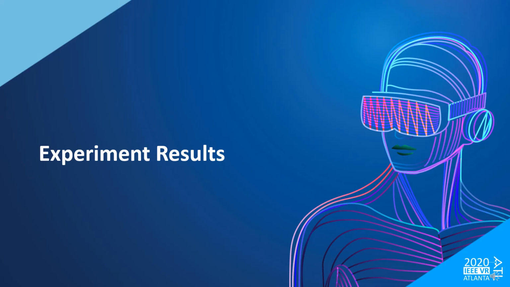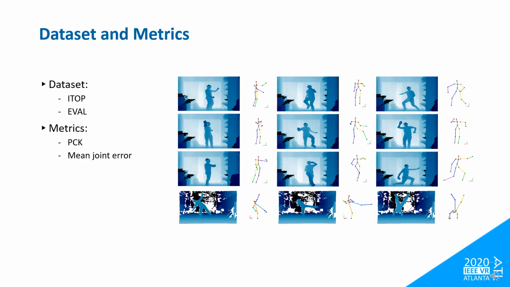Here are some experiment results of our method. In our experiment, we use the ITOP dataset and Stanford EVAL dataset to evaluate our method. To evaluate the performance of our human pose estimation method, we use the following two standard metrics. The first set of metrics are the percentage of correct key points, PCK, and mean average precision, MAP.